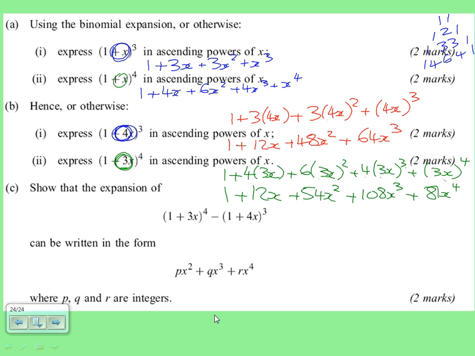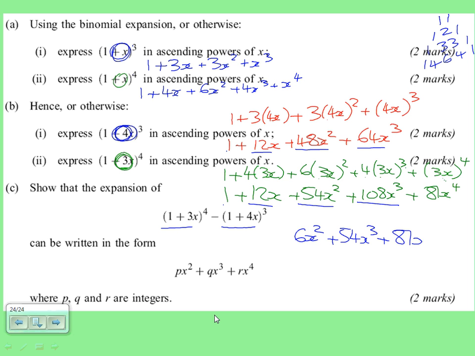The very last bit just says take them away. The green one we've got, take away the red one. 1, take away 1, they disappear. 12x, take away 12x, they disappear. 54x squared, take away 48x squared. We've got 6x squared there, haven't we? 108 take away 64. We've got 54x cubed.